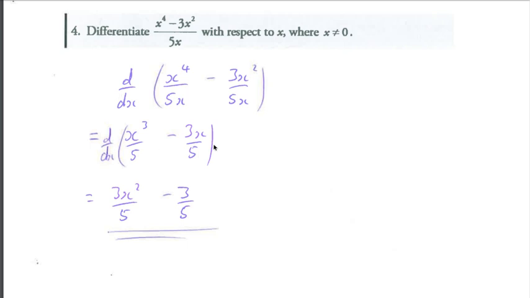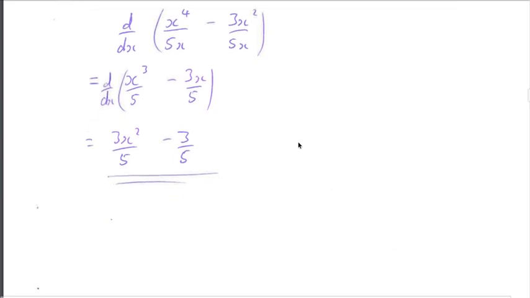And again, we've not differentiated yet, so I'm still saying d by dx of. And then at this point, we differentiate. So power to the front, 3x squared divided by 5 minus, well, if we differentiate 3x, we'll just get 3. So minus 3 divided by 5, minus 3/5.